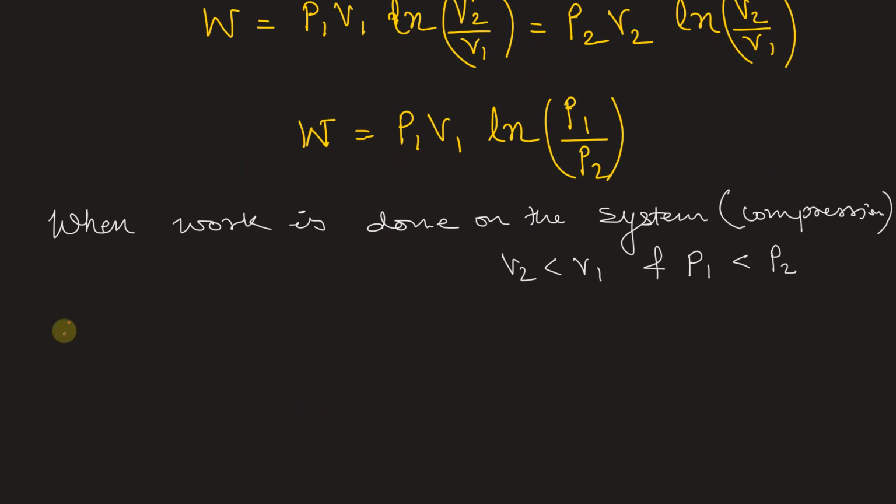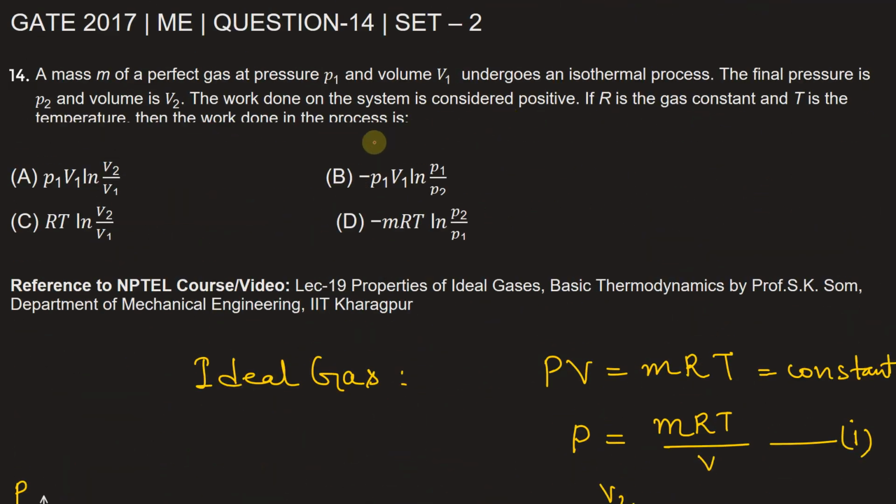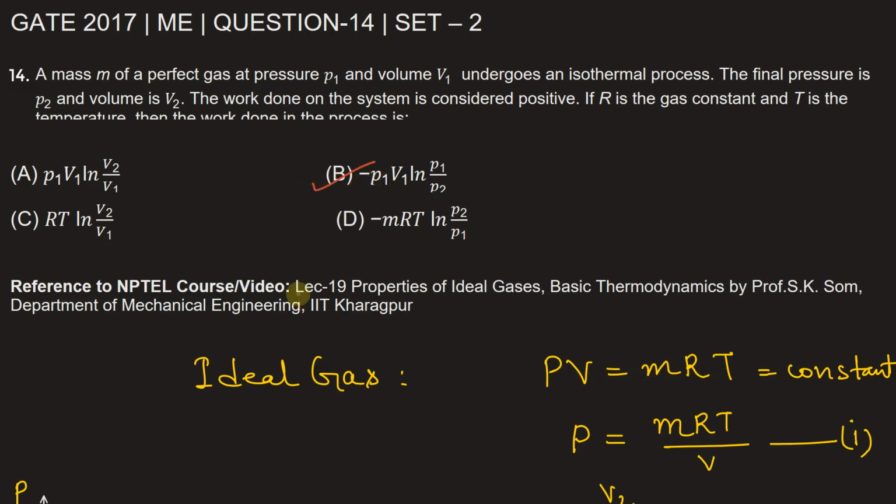So for positive work, W will be equal to negative P1 V1 into ln P1 by P2. Because P1 is smaller than P2, so if we multiply this whole quantity with another negative, the total work done will be positive. Okay, now let's go back to the problem. So from the given options, we can say option B is the correct choice.